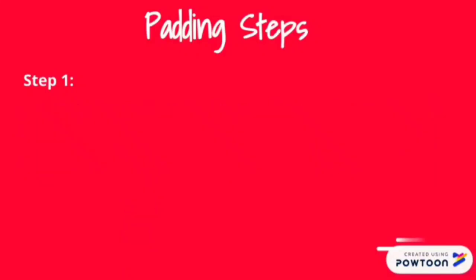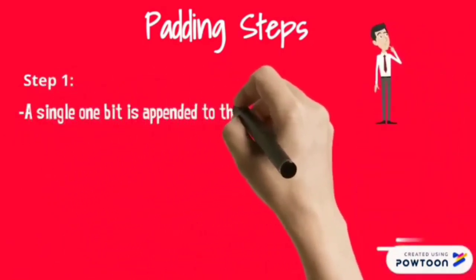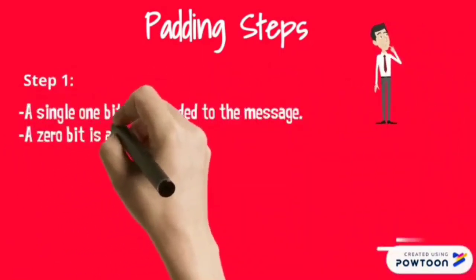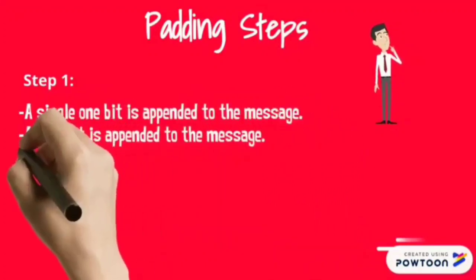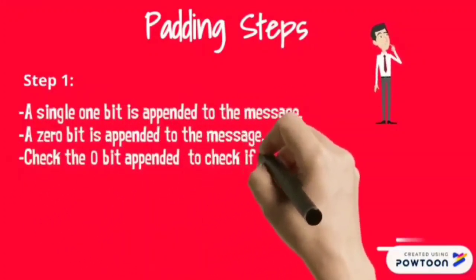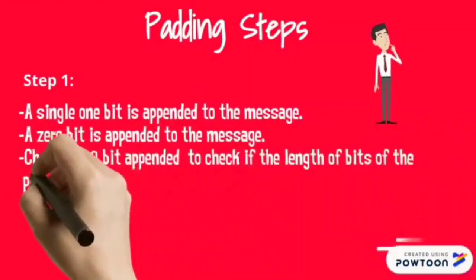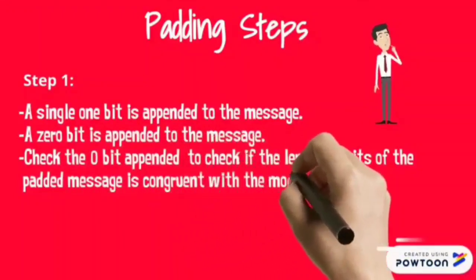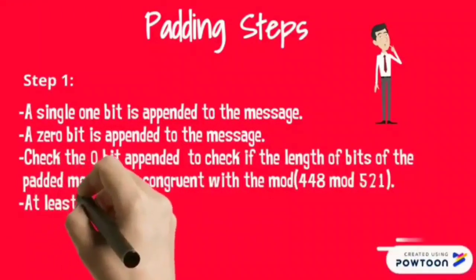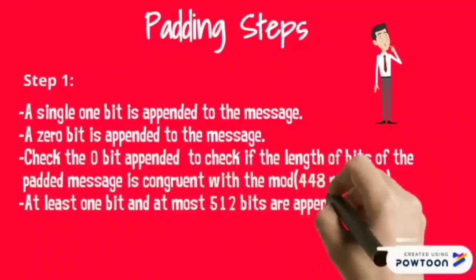Padding is performed as follows. A single 1 bit is appended to the message, and then 0 bits are appended so that the length of the padded message becomes congruent to 448 modulo 512. At least 1 bit and at most 512 bits are appended in this method.